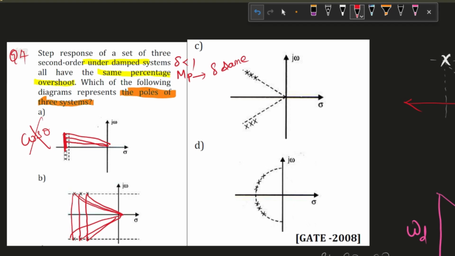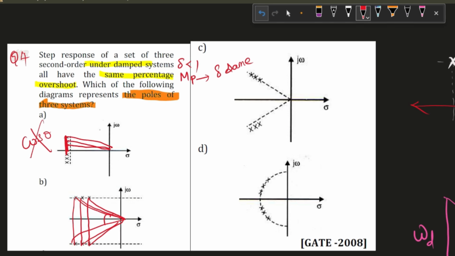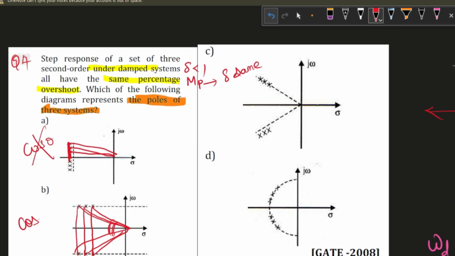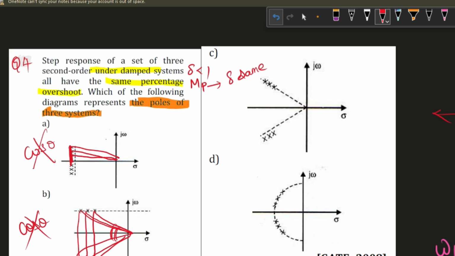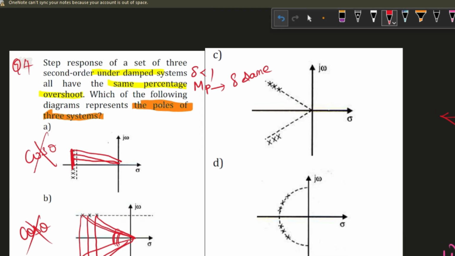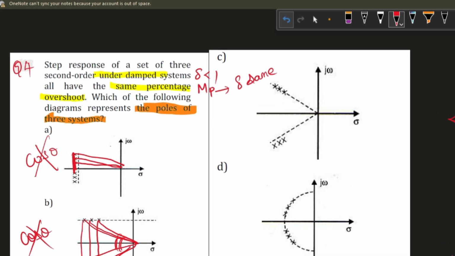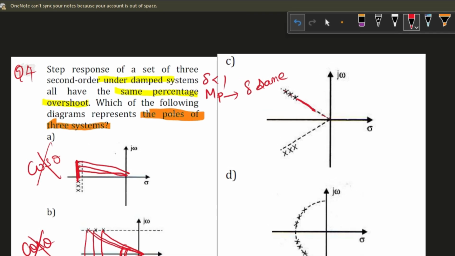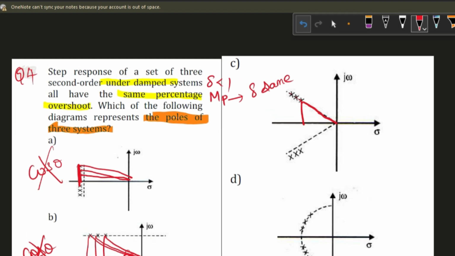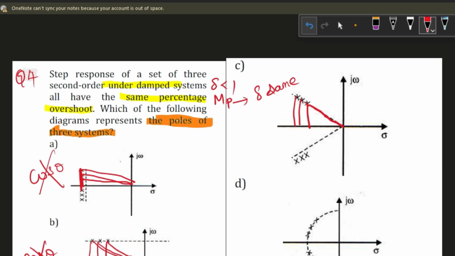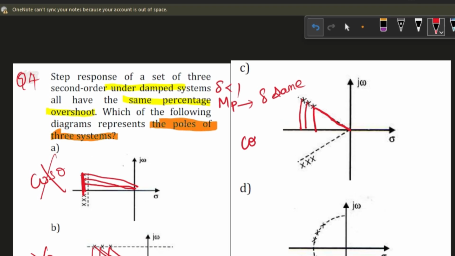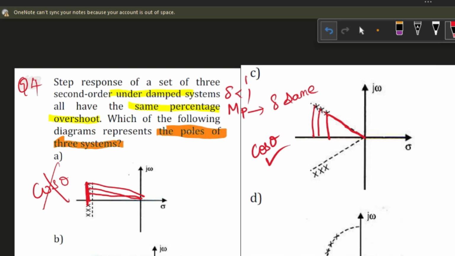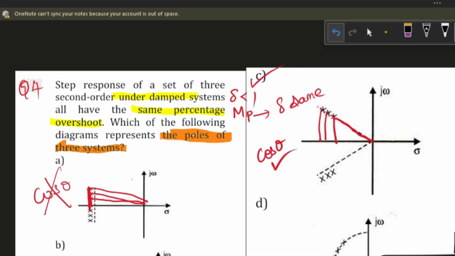In option B, the angles theta differ for each of these poles. So again, the cos theta will not be same for the second option. But for the third, all of them lie along the same straight line and the angle is same in each case. So thus the value of cos theta is going to be the same. So option C is the correct answer.